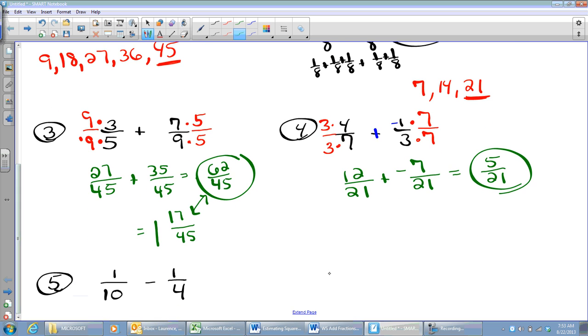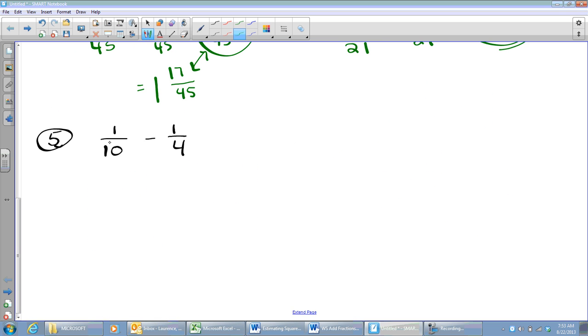Okay, now let's look at this one. If I have 1/10 minus 1/4, well, I'm going to count by the larger denominator. 10, 20, stop! Oh, 20 is my common denominator. 4 goes into 20, 10 goes into 20. So I'm going to multiply this by 2 over 2, like so.